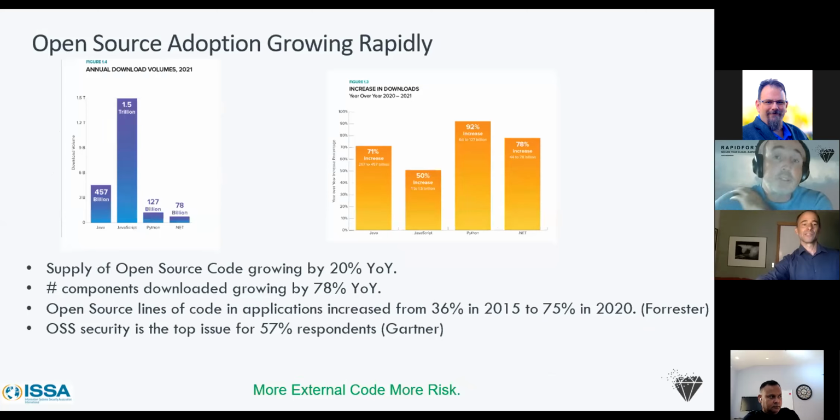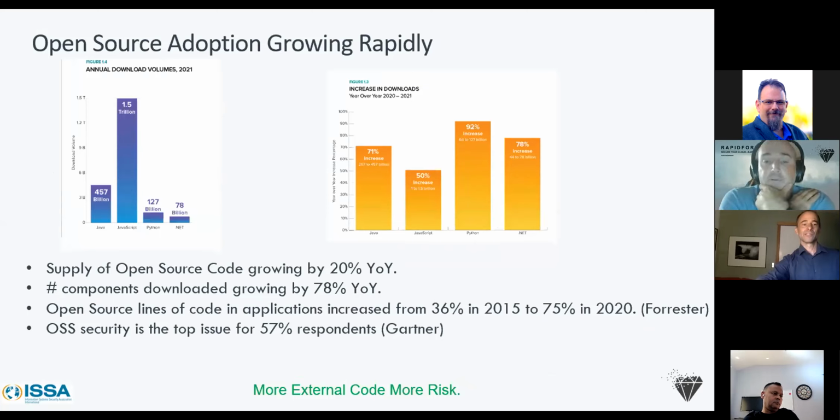So open source adoption is growing rapidly. There are a couple of measures, but in terms of open source code, the number of new components in the four major ecosystems in Java, JavaScript, Python, and .NET is growing at 20% year over year, and the number of components being downloaded is growing exponentially, 70% year over year.